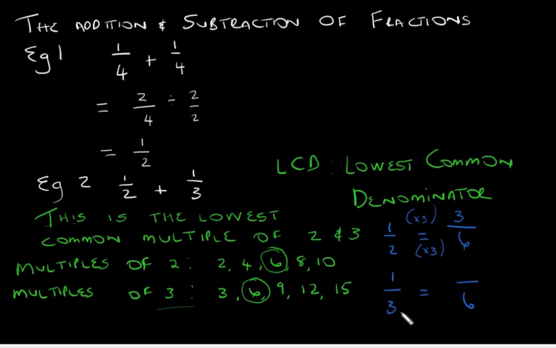And then with a third, what did I do to 3 to get 6? I multiplied by 2. And what I do to the denominator, I must also do to the numerator. And that will give me 2 over 6. Now I can go ahead and add the two fractions. And I can say that 3 over 6 plus 2 over 6 is equal to 5 over 6. Let's do another example.